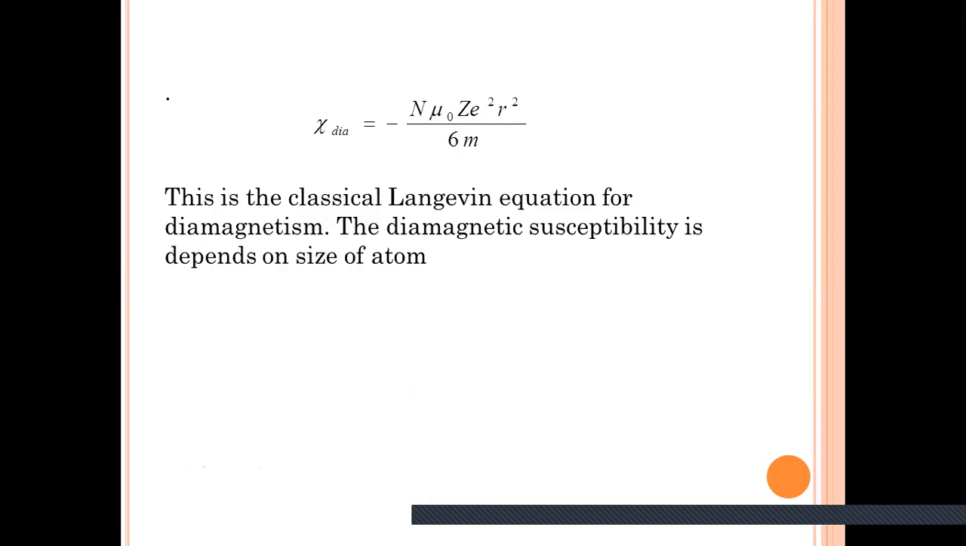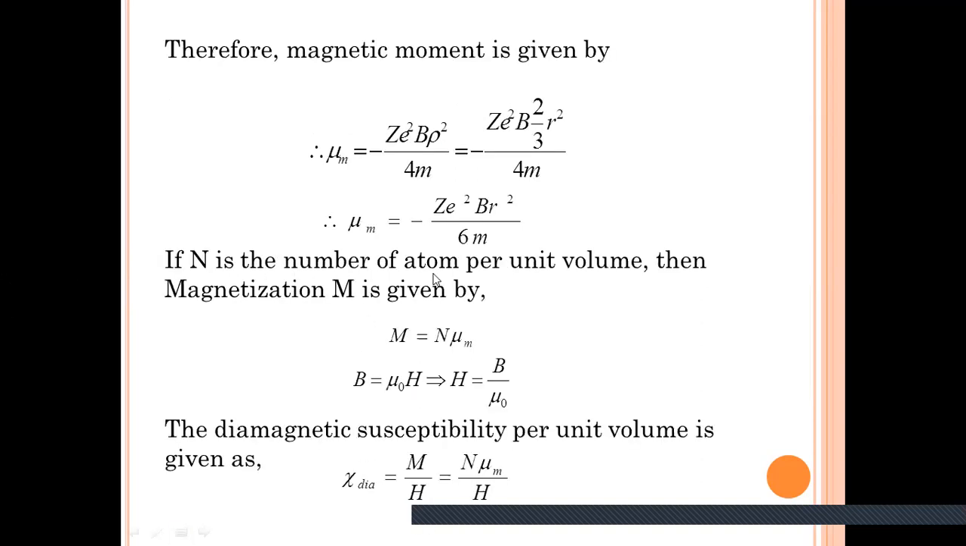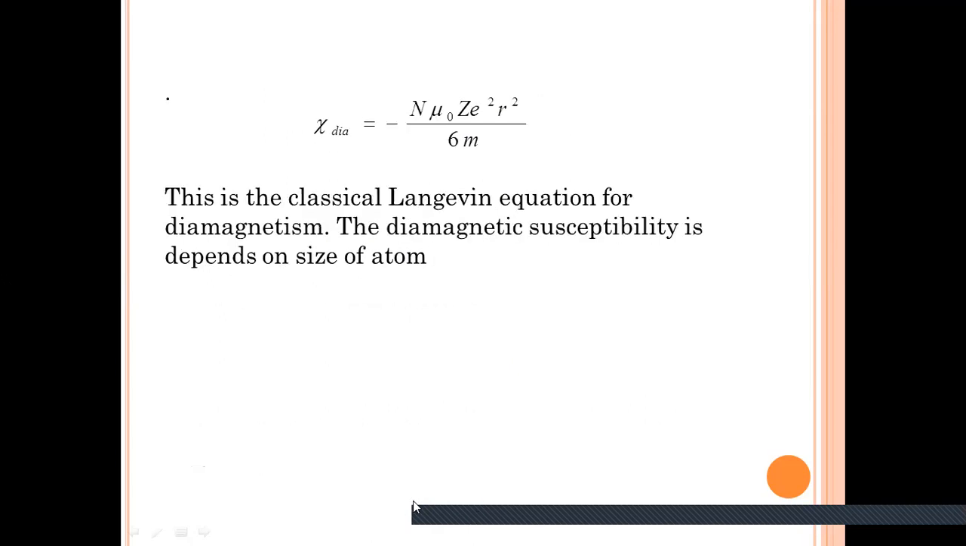After adding this value in the equation, put the value of Z e² r² upon 6m. Put the value of n here, and put the value of mu 0 here. If we put the value of H here, then mu 0 will go upside, and B will get cancelled, and then we get the resultant equation of diamagnetic material: chi equals minus n mu 0 Z e² r² upon 6m. This is the classical Langevin equation for diamagnetism.